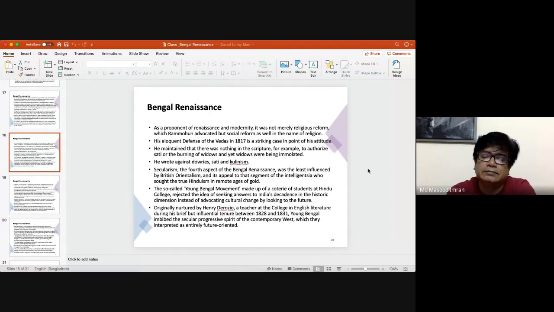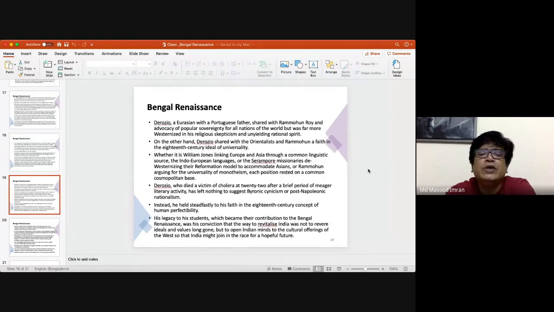Rosario, born and brought up in India, and his father was Portuguese, shared with Ram Mohan Roy an advocacy of popular sovereignty for all nations of the world, but was far more westernized in his religious skepticism and unyielding rationalism. On the other hand, because D. Rosario at that time was very much inspired by the Enlightenment and secularism, his position was very reasoning based. So that's why he was very scientific and cause and effect based. So he was not that much aligned with religion, and that's why he was not fond of Ram Mohan Roy's advocacy and other positions.